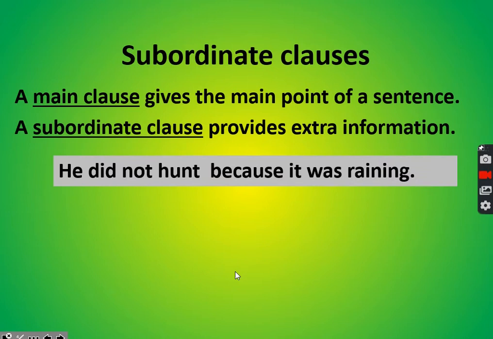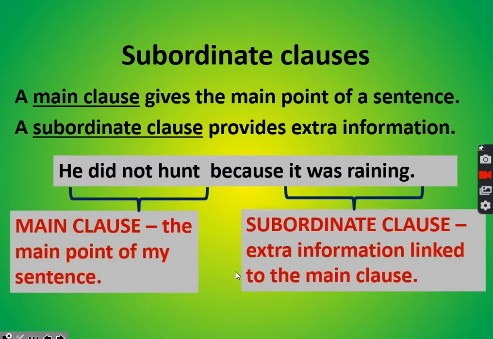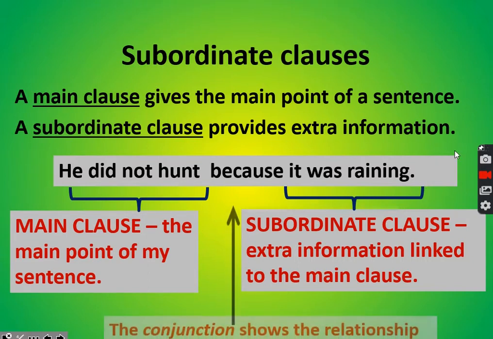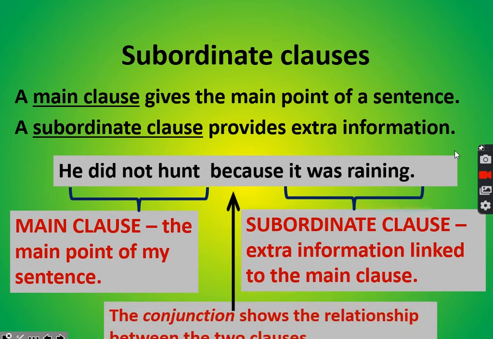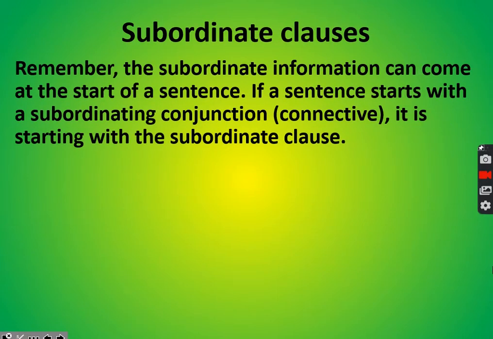And if I look at that in a little bit more detail, a main clause is the main point of a sentence, whereas a subordinate clause gives you extra information. So the main clause in this sentence is, he did not hunt. That's the main point that I'm trying to get across. And it was raining is a subordinate clause. It's extra information. Again, that conjunction there shows a link between those two. This bit here is explaining this bit here. Why did he not hunt? Because it was raining.